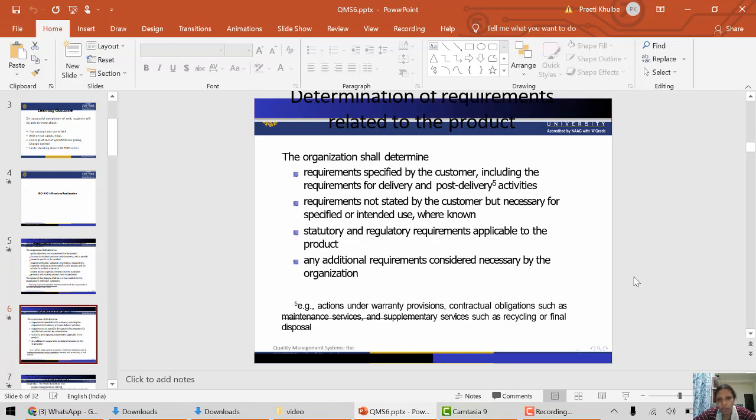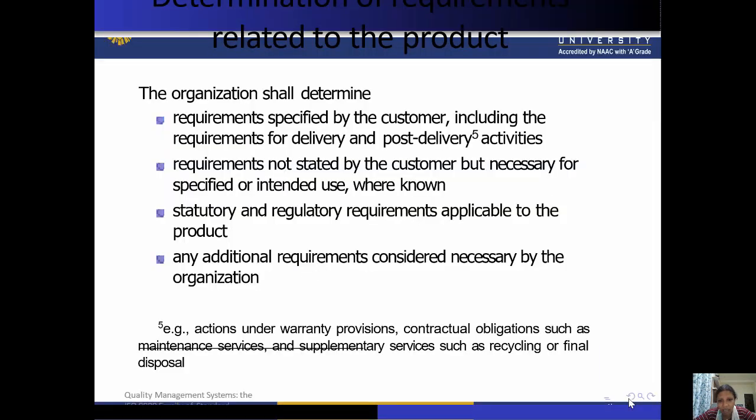Now, a determination of requirements related to the products is important. So, the organization shall determine the requirements specified by the customer. It includes the requirements for the delivery and post-delivery activities. Requirements also include those not stated by the customer but necessary for the specified or intended use where known, statutory and regulatory requirements applicable to the product, and any additional requirements considered necessary by the organization.